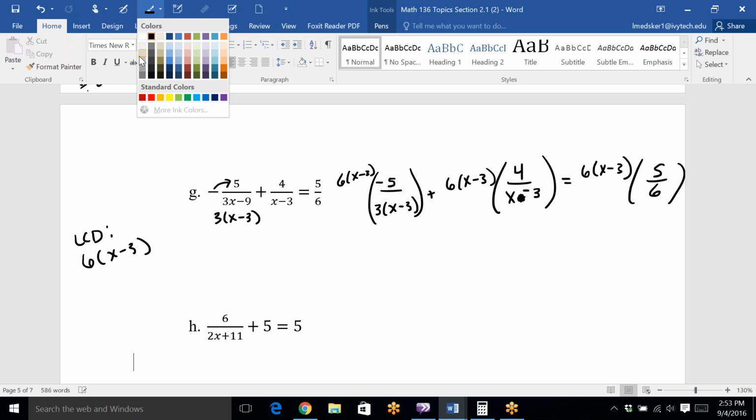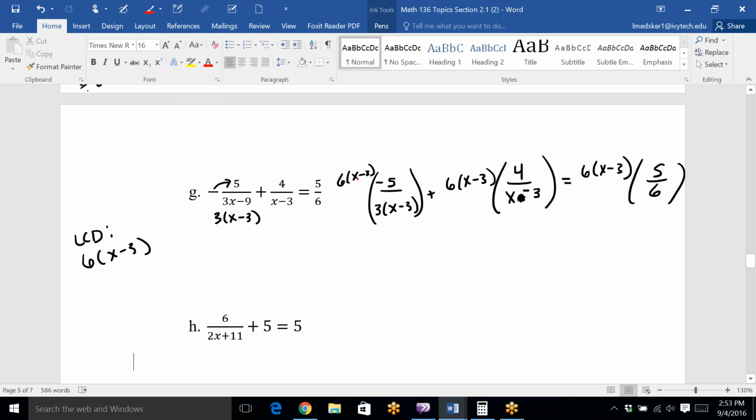If you've done this correctly, you should get some cancellations. x minus 3, x minus 3. 3 does not cancel 6, but it makes it a 2. So this is 2 times -5, which would be -10. x minus 3, x minus 3, plus 6 times 4 would be 24. The 6's cancel, and then we'll have 5 and x minus 3 come down on the right side.